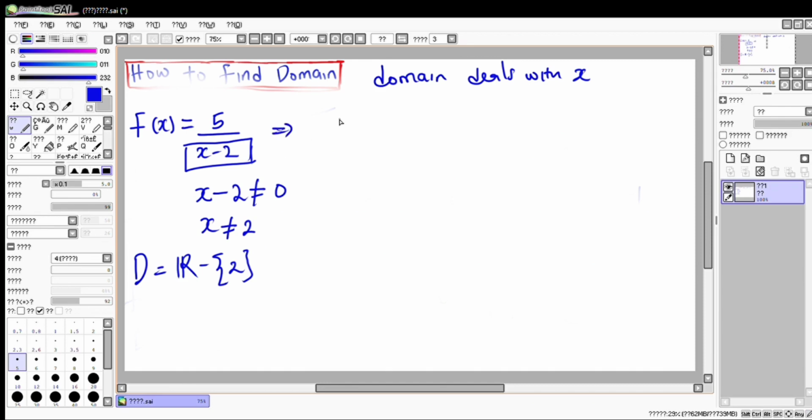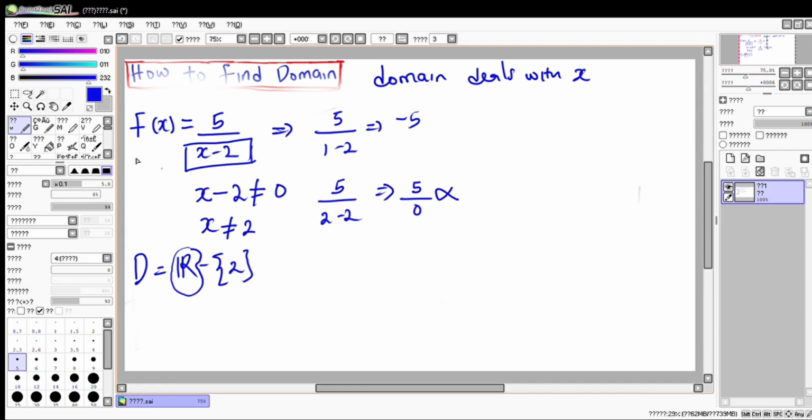If you check all real numbers, you will see that this function will give you a definite answer. If x is equal to 1, 5 over 1 minus 2 will give us minus 5. If x is equal to 10, it will give you an answer. If x is equal to 1 million, it will give you an answer. But when x is equal to 2, let's check. 5 over 2 minus 2. We will have 5 over 0, which is undefined. So that implies that the domain is all real numbers except 2.